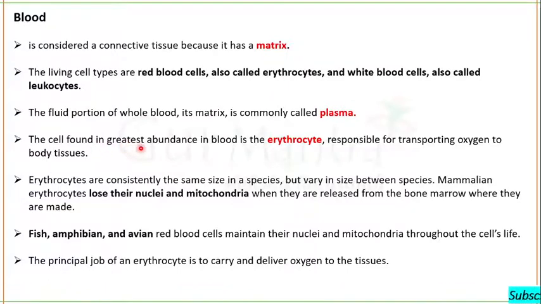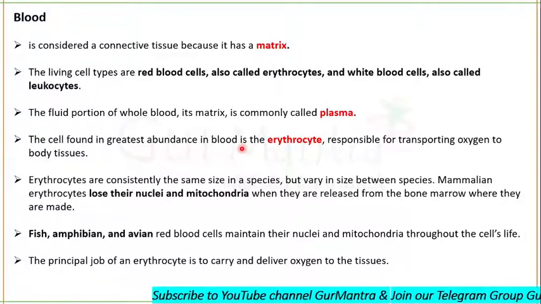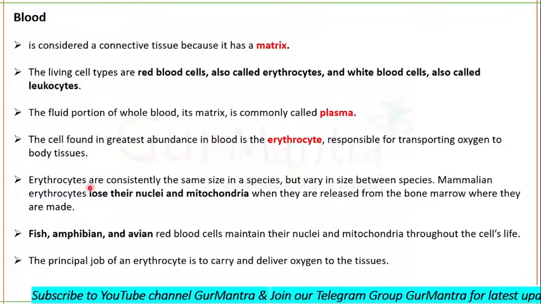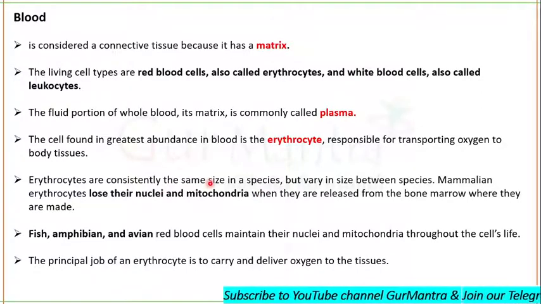The cell found in greatest abundance in blood are erythrocytes. These are responsible for transport of gases and other nutrients. Erythrocytes are of same size in a species, but their size may vary among different species.